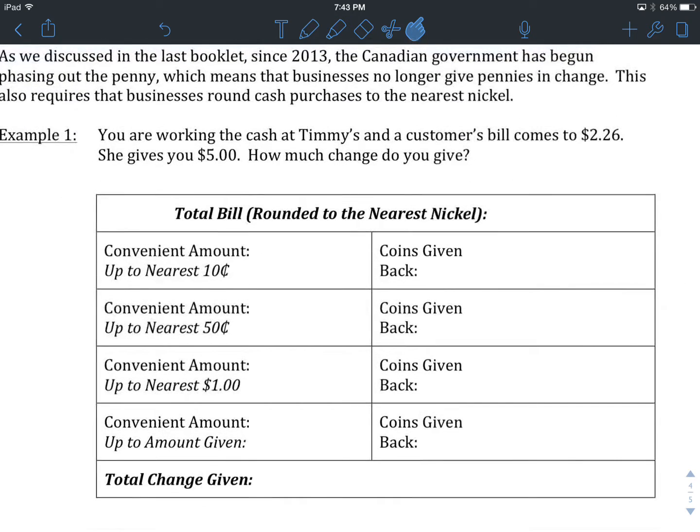Imagine you're working at Timmy's and a customer's bill comes to $2.26. She gives you $5. How much change do you give her back? The first thing we're going to do is round her bill to the nearest nickel. So let's have a look at that.